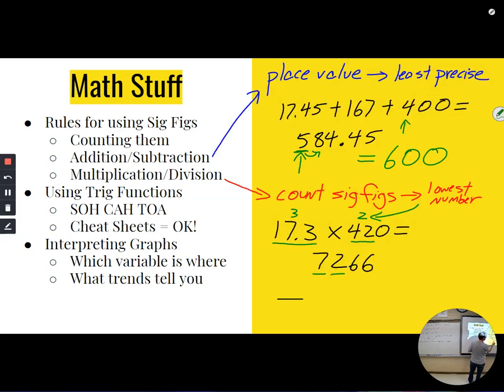There's 1, there's 2. I look at my next digit to see if it's going to need rounding. It will. So I report this as 7,300. It has 2 sig figs in the answer. Pain in the drain, but there it is.